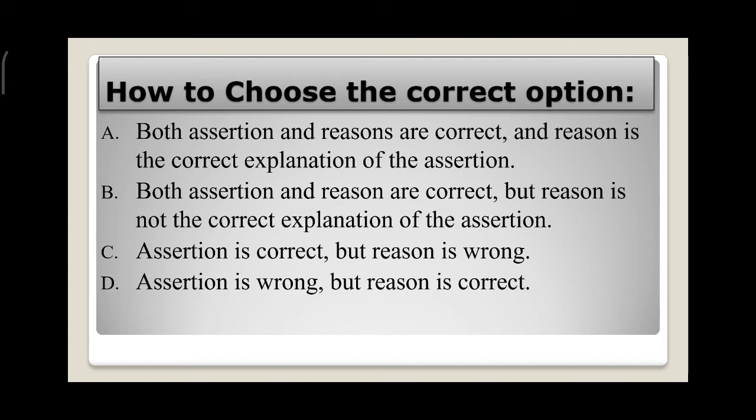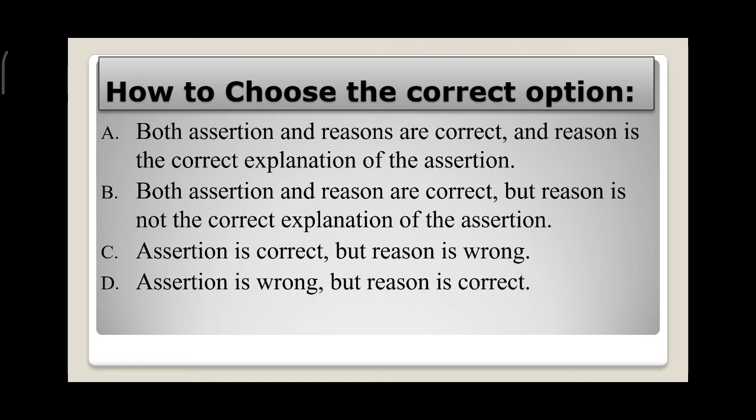For option A, read the statement: both assertion and reason are correct, and the reason is the correct explanation for the assertion. That means only if both statements are correct and the reason is the correct explanation, you put option A as the correct answer. But if the assertion and reason are both correct, but the reason is not the correct explanation for the assertion, you put B. In C, if the assertion is correct but the reason is wrong, your answer will be C. And in the last option, if the assertion is wrong but the reason is correct, you put D as your answer in your answer sheet.